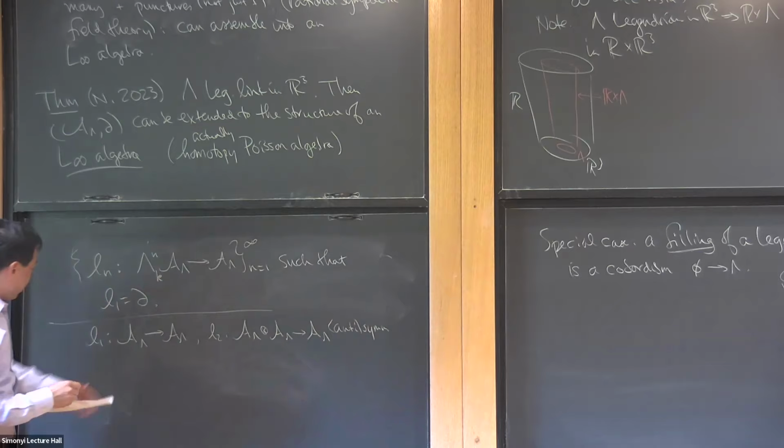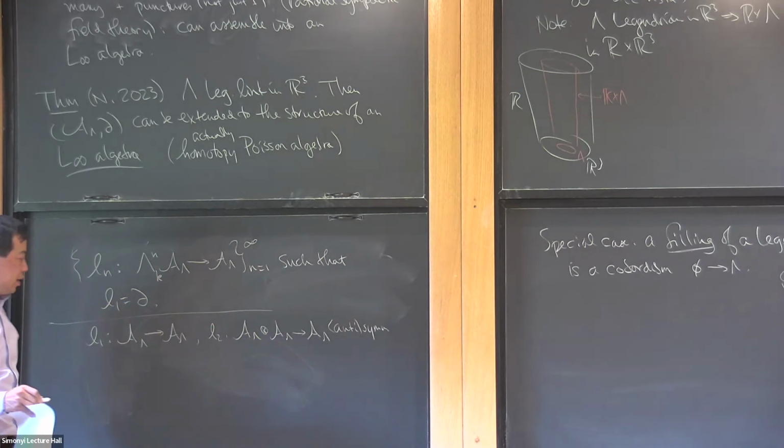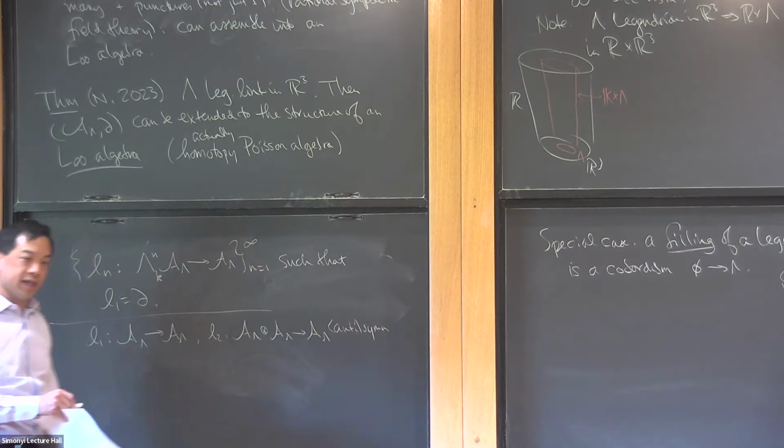The way you should think of this is that L1 is a differential. L2, think of this as like a Lie bracket, except it will not be a Lie bracket. The reason it won't be a Lie bracket is that it won't satisfy the Jacobi identity on the nose. It'll satisfy it up to some further homotopy.